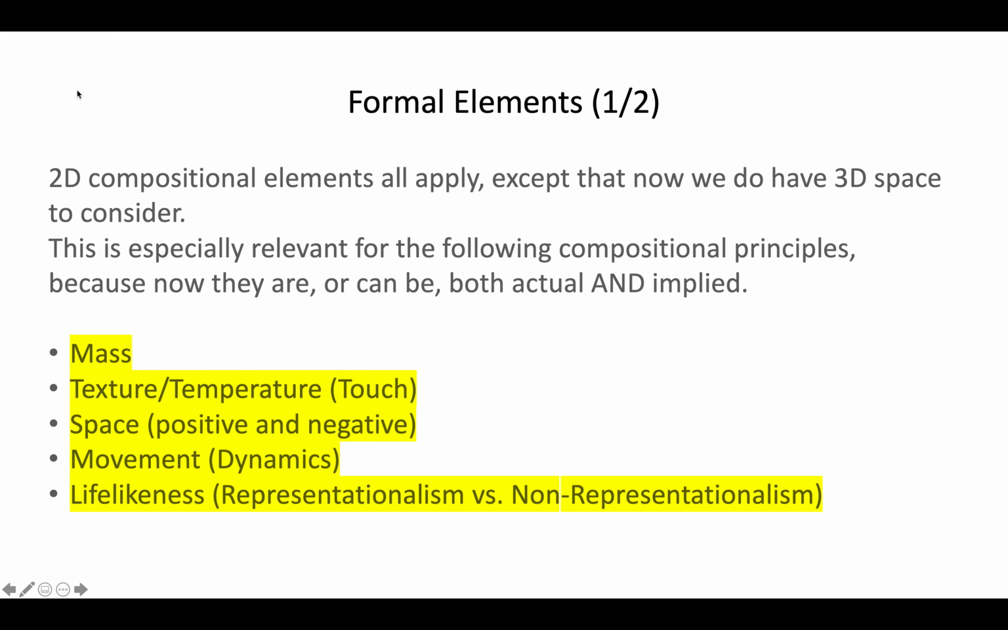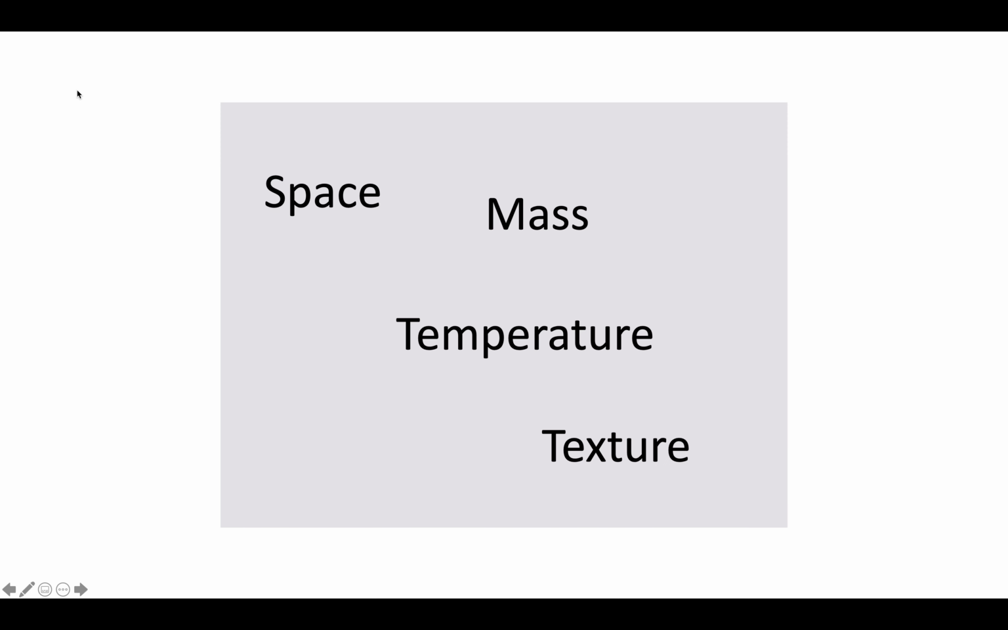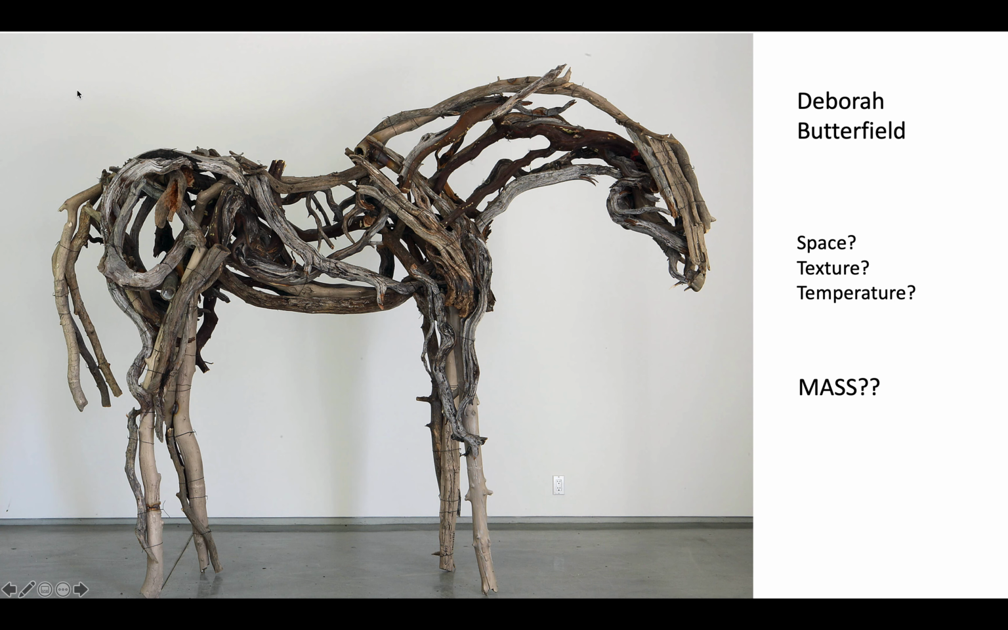So I'm taking the first four from the list, and want the students to focus on these, basically four at a time, as we're looking at this fantastic example. I think Deborah Butterfield is a Western artist. The Art Museum of the University of Utah has one of her horses. I've seen one at the San Francisco airport.